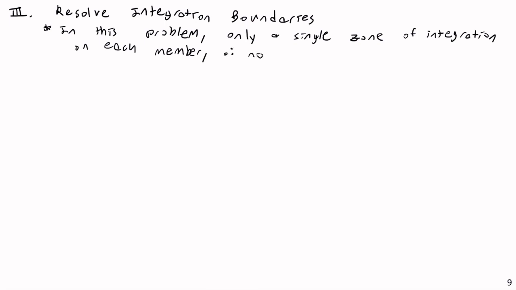Therefore, no zones to resolve. And if you're having trouble remembering how to do that, please see my previous video, I suppose that would be lecture 19, on some examples of applying virtual work to beams. But I will just go ahead and summarize here instead. So we have column AB and beam BC.